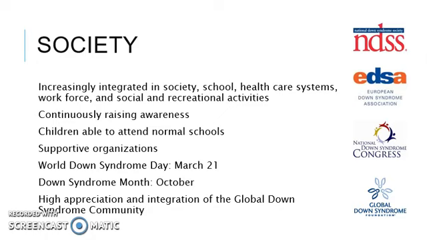Ultimately, society has also declared March 21st as World Down Syndrome Day, and October as Down Syndrome Month. Finally, there are also a lot of supportive organizations such as the National Down Syndrome Society, the European Down Syndrome Association, the National Down Syndrome Congress, and the Global Down Syndrome Foundation that are also improving their integration in society. All organizations and commemorations increase their support, appreciation, and inclusion of the Down syndrome community in the world.